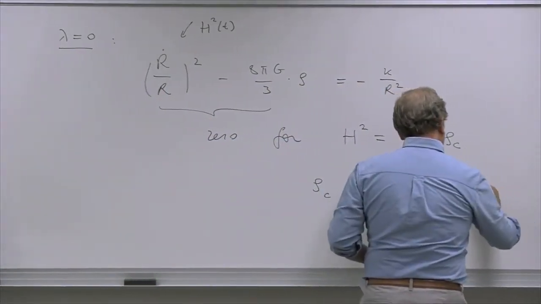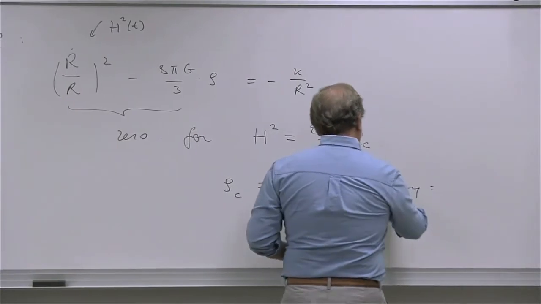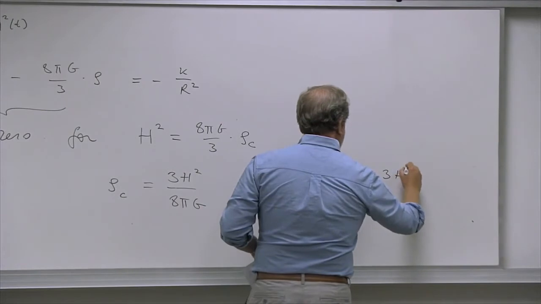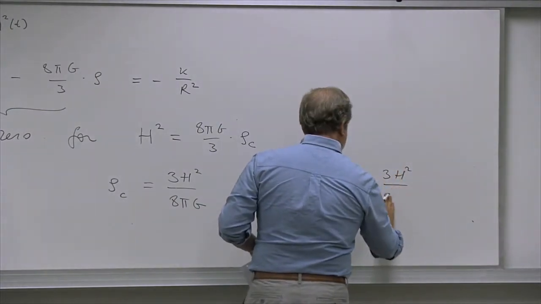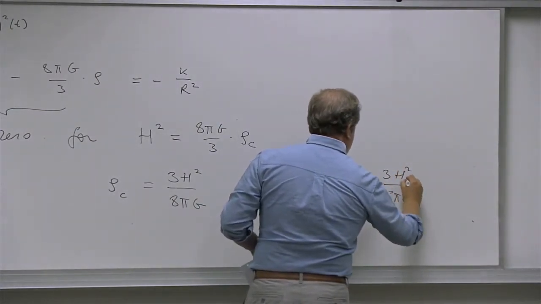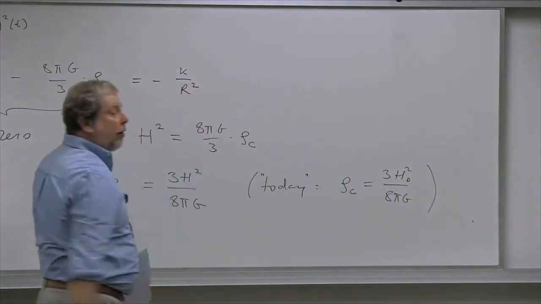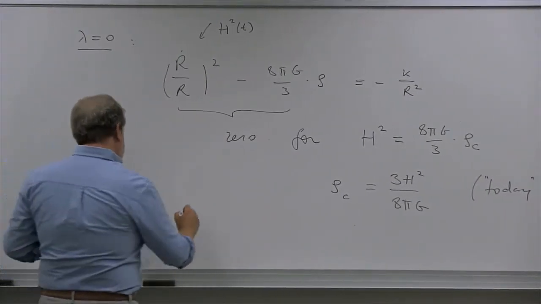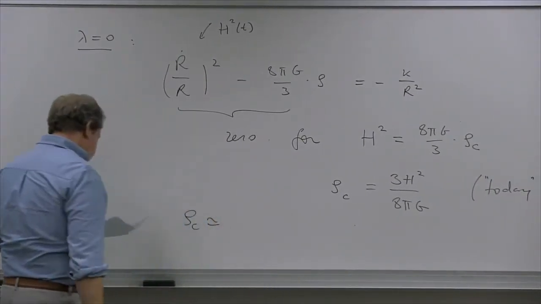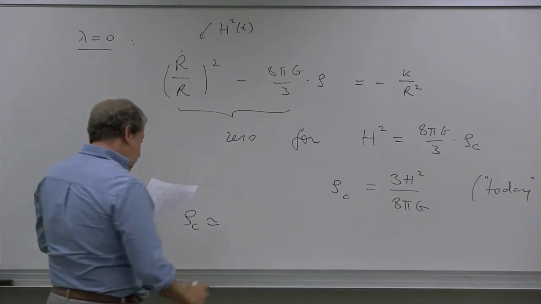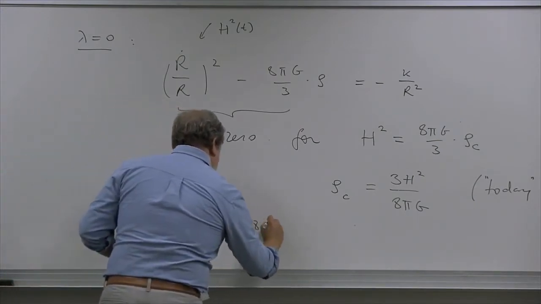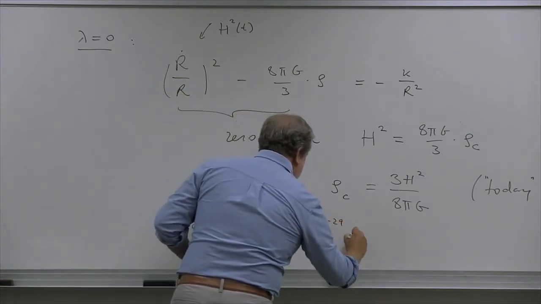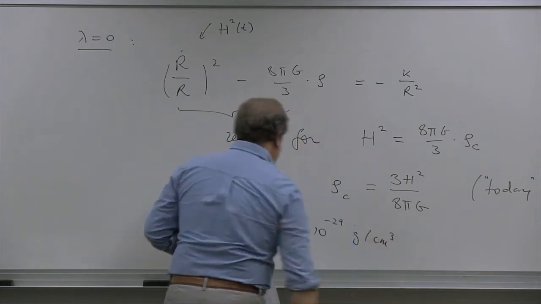So today, rho critical today is equal to 3H squared divided by 8 pi G measured today, so it would be a naught there. And so we can try to figure out what that quantity is. If you put in the numbers, it's about 1.88 h squared times 10 to the minus 29 gram per centimeter cubed.